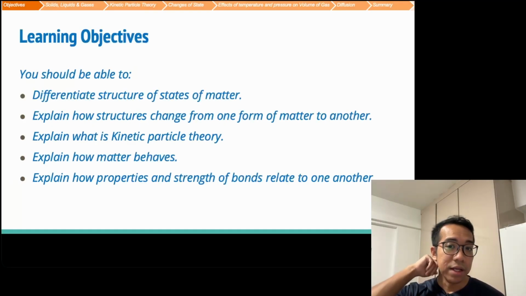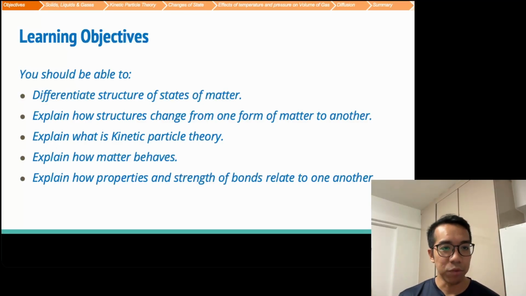So here are the learning objectives. I will not read it off the screen. You can take this time to pause, read through, and see if you can spot these important points throughout the lecture later. One example would be explain how matter behaves. That is actually the crux of the lecture here today.